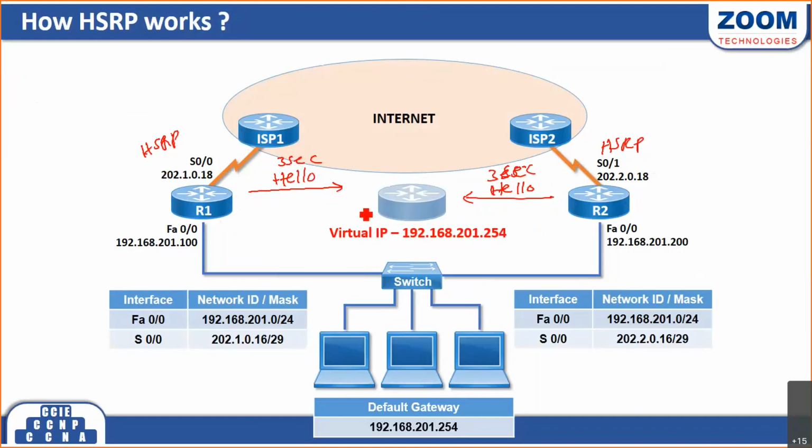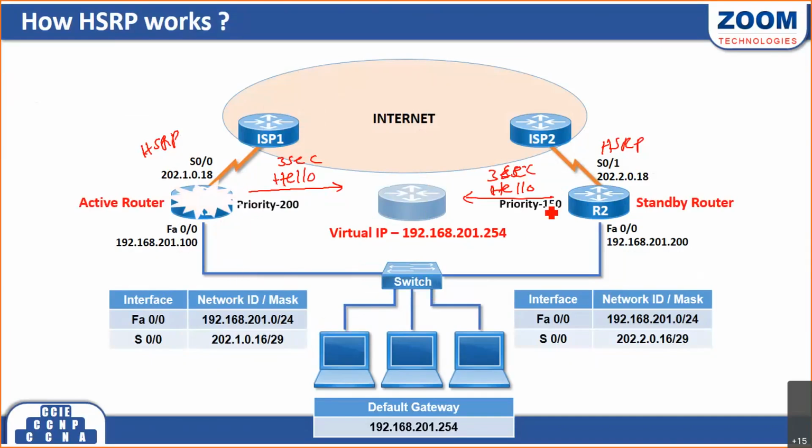Now R1 will send hello to R2. Now what will R2 think? My priority is 150, but R1 has the highest priority, so I'll become standby. Then R1 will think, my priority is 200, your priority is 150 only. So I have the highest priority, I'll become active and forward users' traffic. So they keep exchanging hellos every 3 seconds.